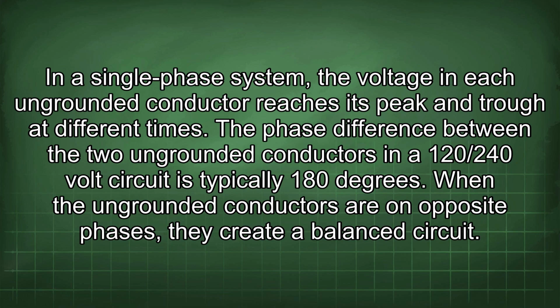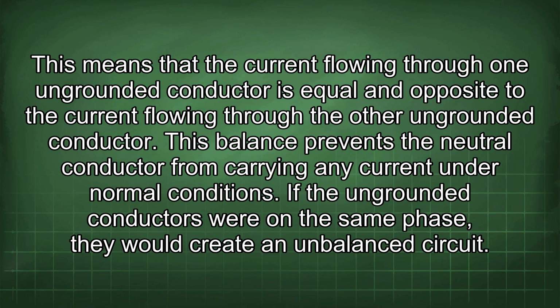When the ungrounded conductors are on opposite phases, they create a balanced circuit. This means that the current flowing through one ungrounded conductor is equal and opposite to the current flowing through the other ungrounded conductor. This balance prevents the neutral conductor from carrying any current under normal conditions.